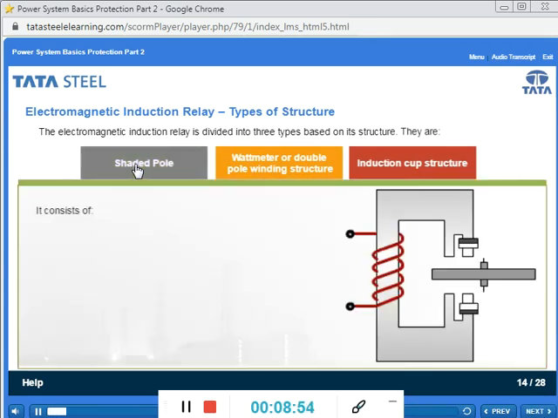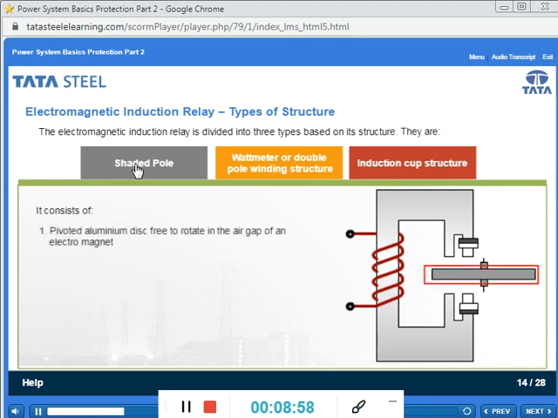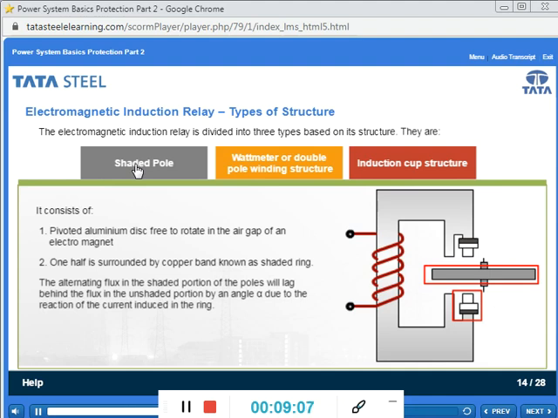It consists of a pivoted aluminium disc free to rotate in the air gap of an electromagnet. One half is surrounded by a copper band known as the shaded ring. The alternating flux in the shaded portion of the poles will lag behind the flux in the unshaded portion by an angle alpha due to the reaction of the current induced in the ring. These two AC fluxes differing in phase will produce the necessary torque to rotate the disc.